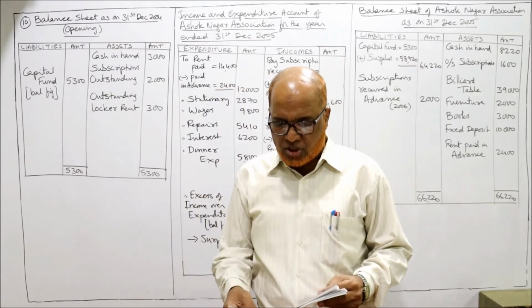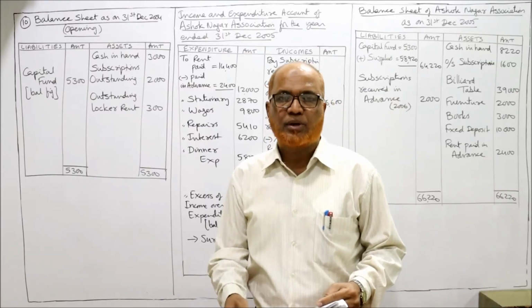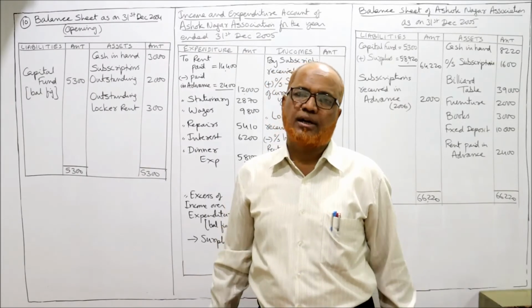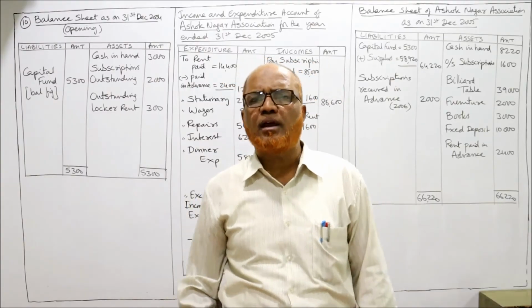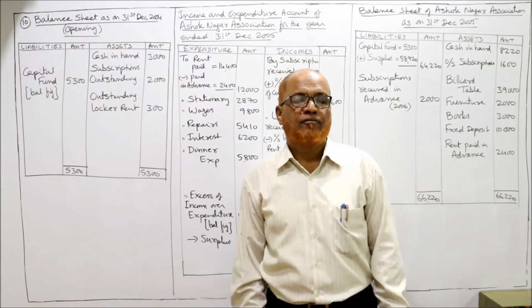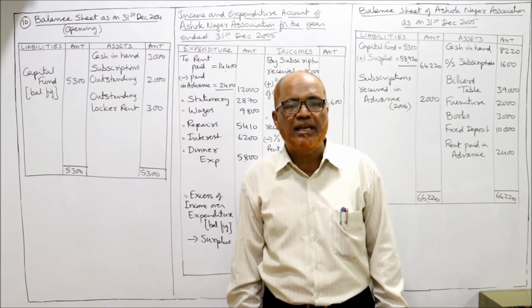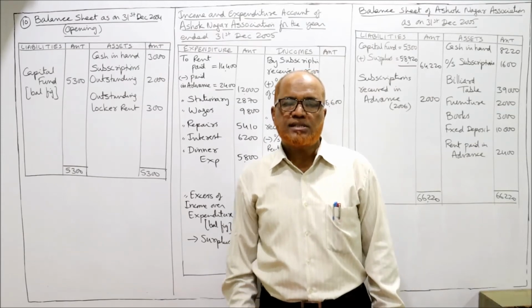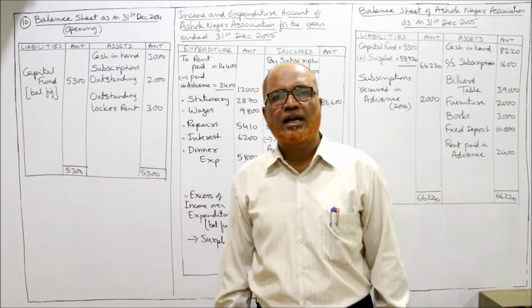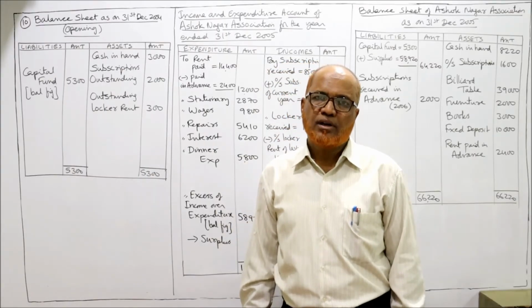Then from the above information, you are required to prepare an income and expenditure account for the year ended 31st December 2005 and a balance sheet as on that date. Just like the previous problem, we are required to make the income and expenditure account and balance sheet. But before that, first we have to calculate the capital fund at the beginning of the year. We can get this by preparing a balance sheet of last year.